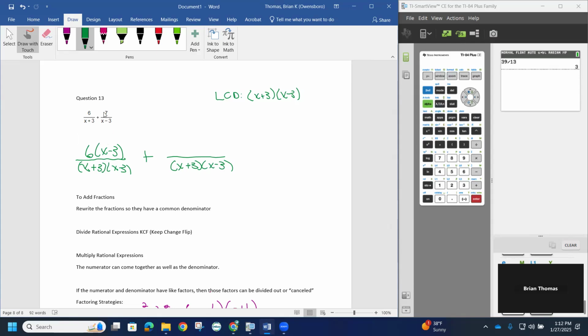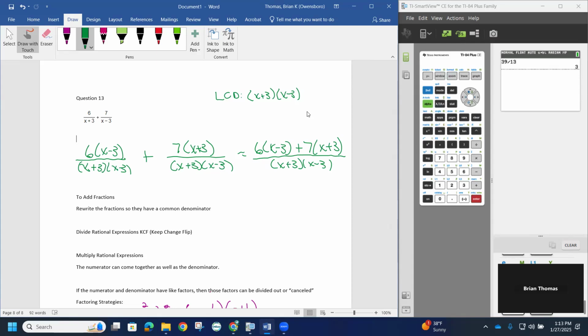Now, the second fraction had an x minus 3, so it needs an x plus 3. So we're going to multiply the top and bottom by an x plus 3. So notice how we now see this x plus 3 on the top and the bottom. Now, we can put this together then as 6 times this x minus 3 plus 7 times x plus 3, and that's all over our common denominator, which is x plus 3 times x minus 3.